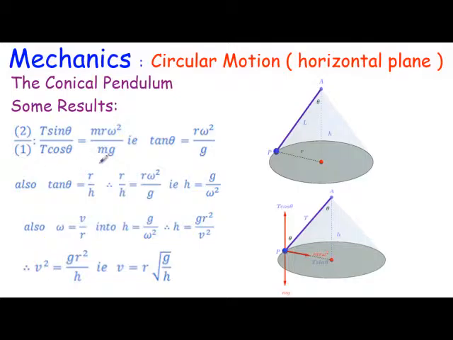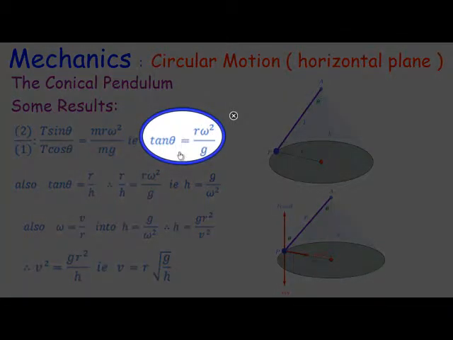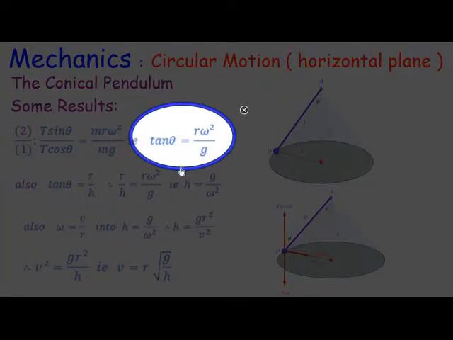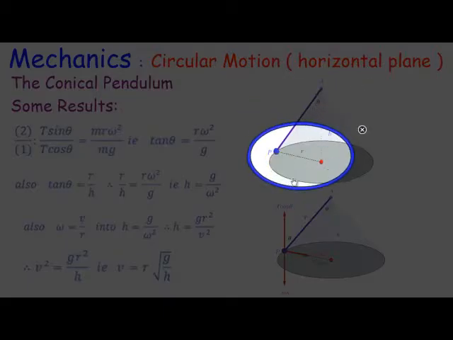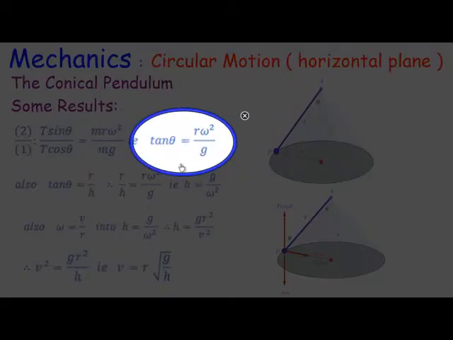Well, if we divide T sine theta by T cos theta, we get obviously tan theta over here. Now tan theta, as you can see here, is just r omega squared over g. Now that's sometimes quite useful. You can see that the tangent of theta, where theta is the semi-vertical angle, is equal to r omega squared on g.